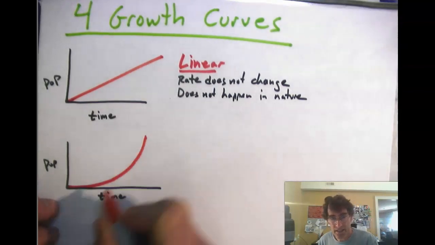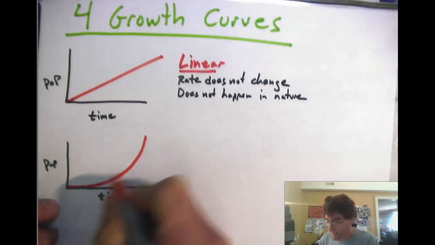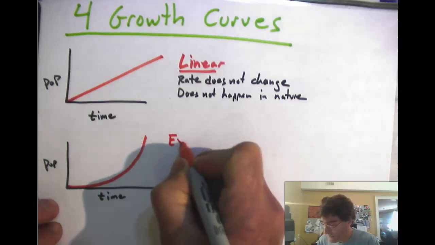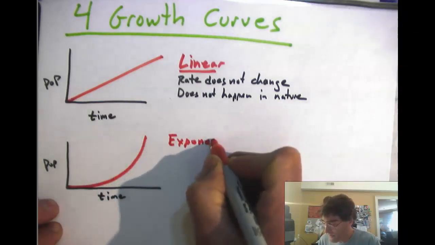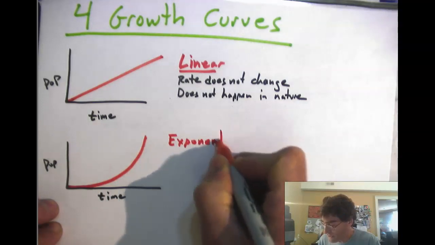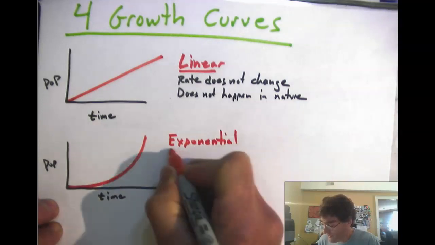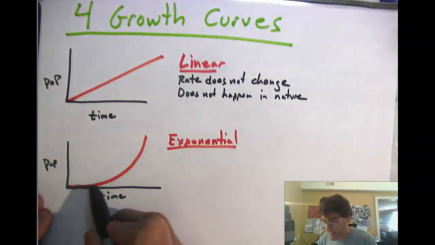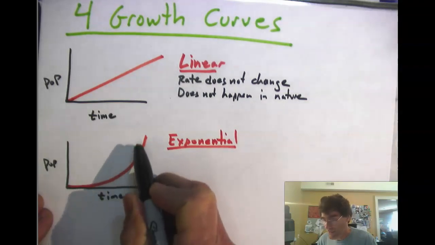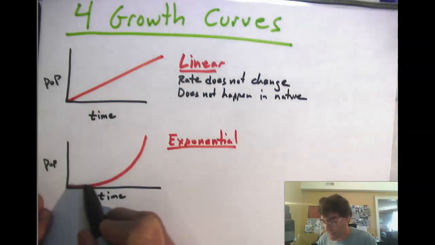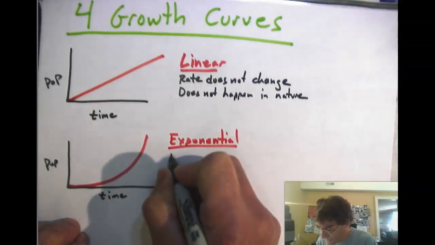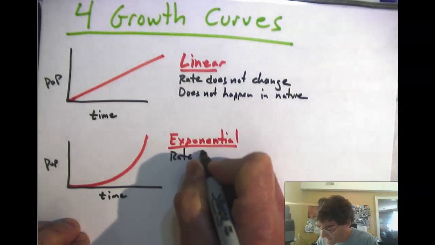What kind of growth is this? That was the second kind of growth that we saw on that first activity. This was called exponential growth, right? So as time goes on, you can see the rate increases and increases. The slope is very little here and the slope is very big here. So the rate increases, right?